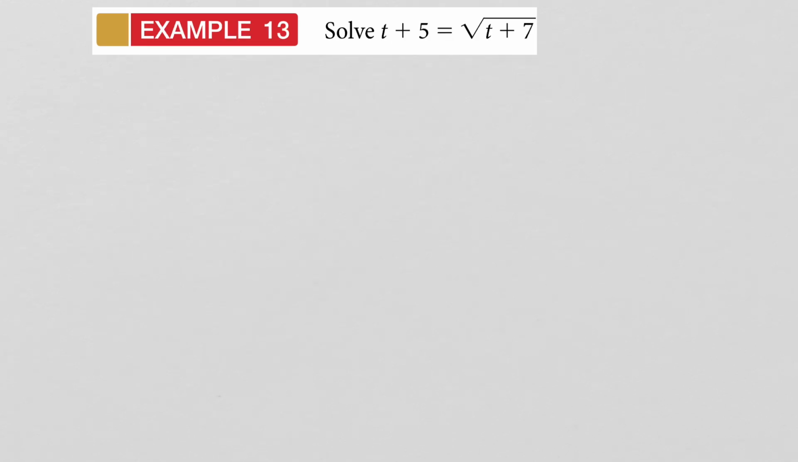Okay, same thing in this problem. So we have t plus 5 is equal to the square root of t plus 7. Once again, we want to get rid of the radical, and we do that by squaring. But now notice that you have a variable on both sides. That's going to make things a little bit more involved. So we'll go ahead and square both sides.